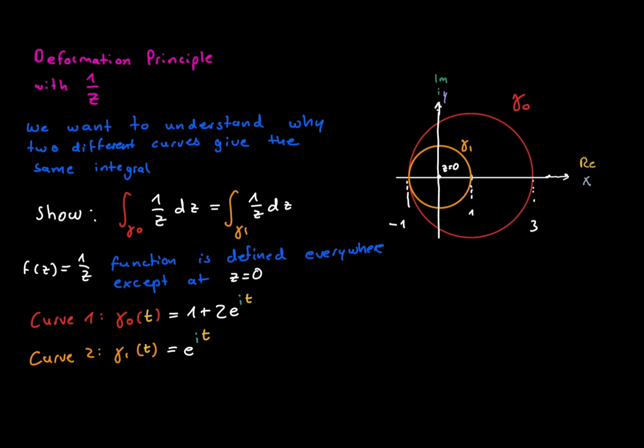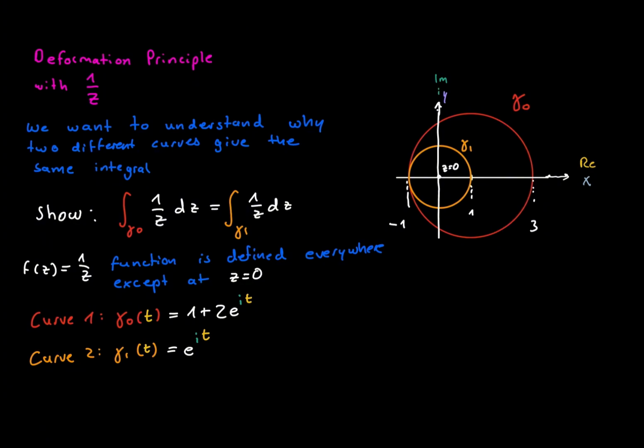Today we explain the deformation principle using the function 1 over z. First, why 1 over z? Because this function is defined everywhere except at z equals 0. So 0 is the bad point, or singularity. That means we may deform curves freely, but we are not allowed to cross 0.